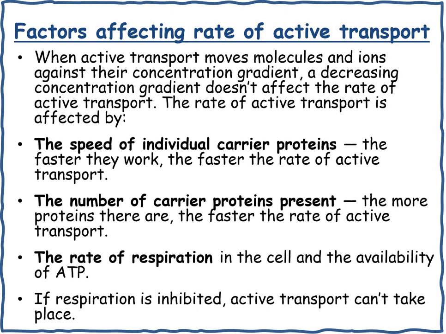So, factors affecting the rate of active transport. When active transport moves molecules and ions against their concentration gradient, a decrease in concentration gradient doesn't affect the rate of active transport. The rate of active transport is, however, affected by the speed of the individual carrier proteins. So, obviously, the faster they work, the faster the rate of active transport. The number of carrier proteins present, so the more proteins there are, the faster the rate of active transport. The rate of respiration in the cell, the availability of ATP, and obviously if respiration is inhibited, active transport can't take place because there's no ATP.